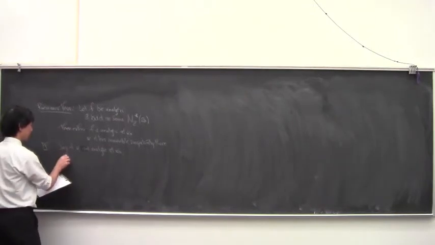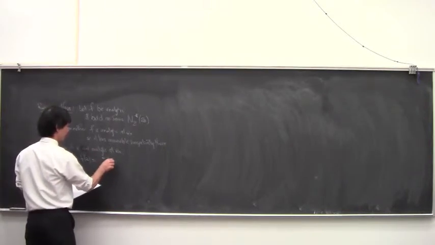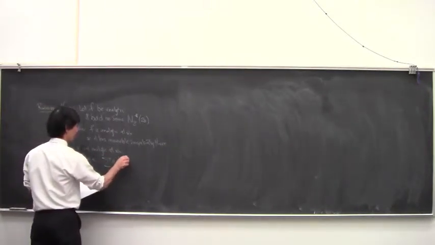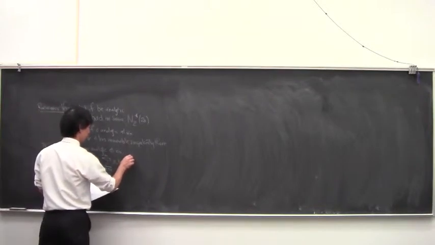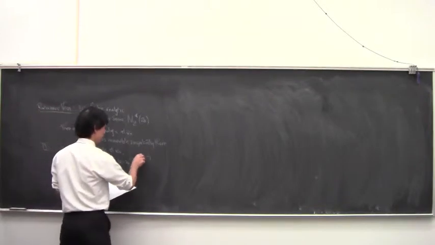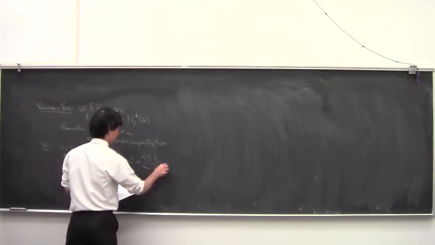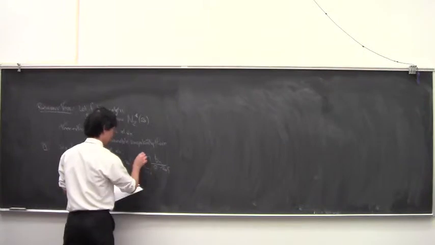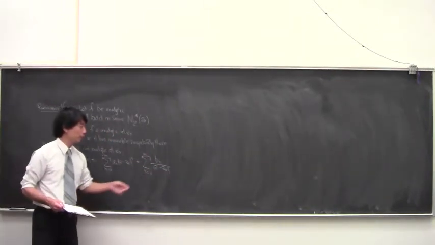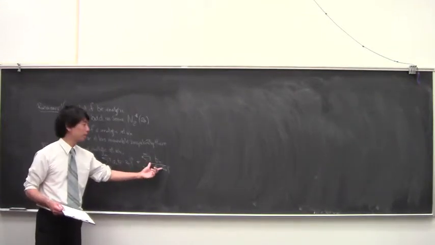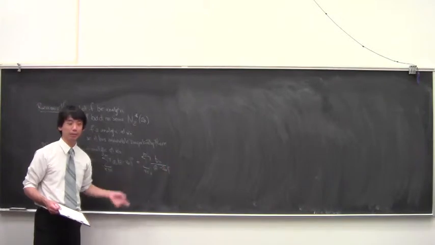Then f has some Laurent expansion. It has the positive part, and it has the principal part. And what we're hoping to show is that this part vanishes. We're hoping to show that all the b_n are 0.